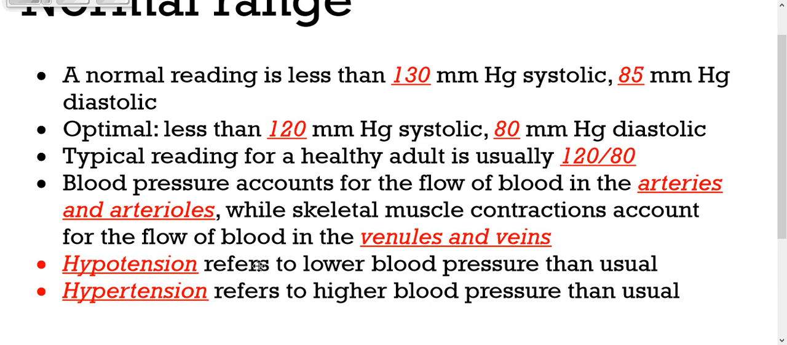Remember we talked about hypotonic. Hypo still means less. So hypo refers to lower blood pressure than usual. Hypotension can be an issue if you've got really low blood pressure. Sometimes you might pass out because there's not enough pressure to get the blood up to your brain. But hypertension is a lot more common. It refers to higher blood pressure than usual, because hyper again means greater.